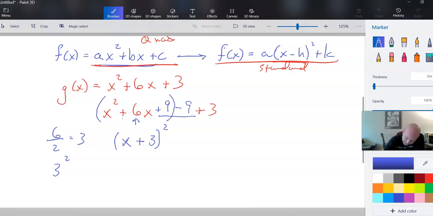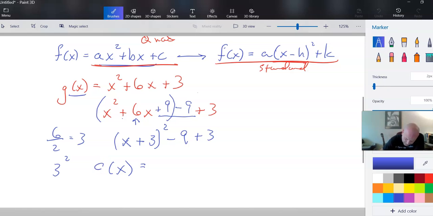Now, these pieces are still here. I still have a -9 and a +3. And so now I can just collect those two together. So we've transformed f of x to be, or excuse me, g of x. Sorry, I looked at the formula I put at the top of the page.